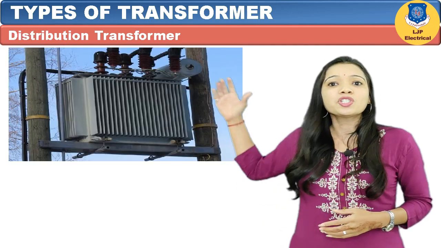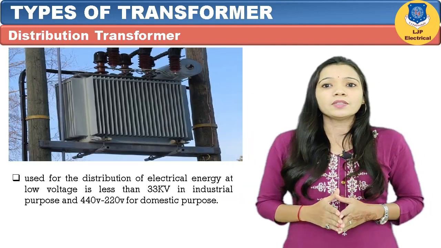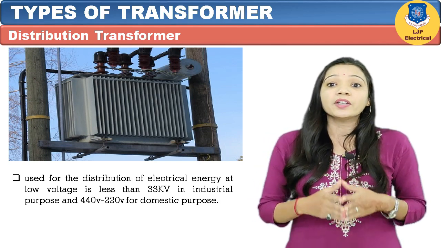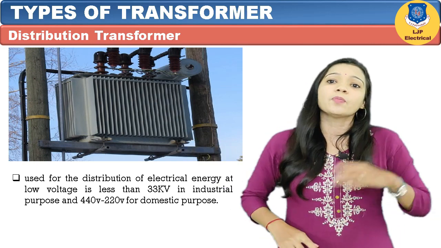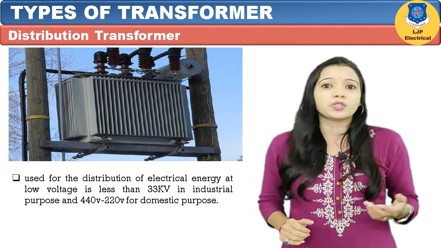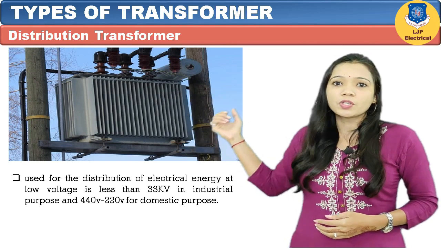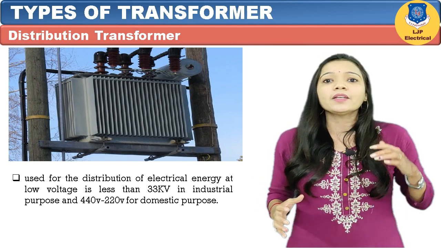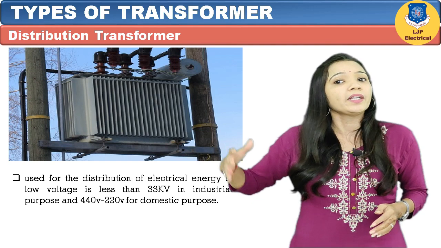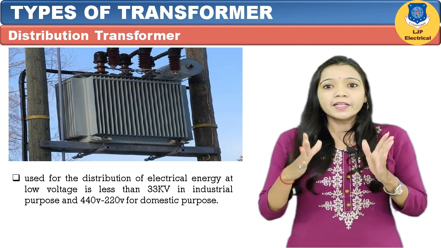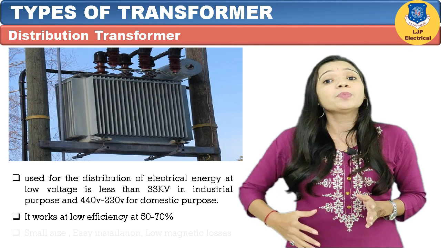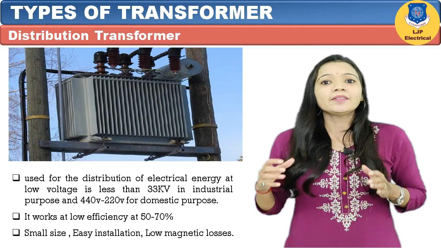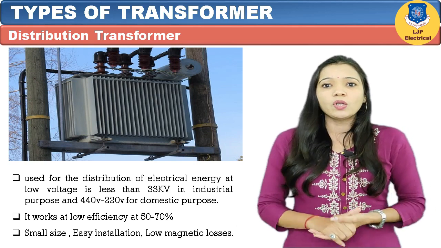The next is the distribution transformer. We all have seen this type of transformer. In order to distribute the power generated from the power generation plant to remote locations, these transformers are used. Basically, it is used for the distribution of electrical energy at low voltage, less than 33 kilovolt for industrial purpose and 440 to 220 volt for domestic purpose. It works at a low efficiency of 50 to 70%. They are small in size, easy to install, with low magnetic losses. It is not always fully loaded.